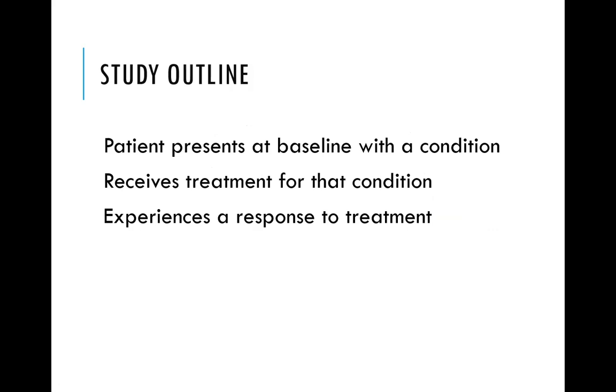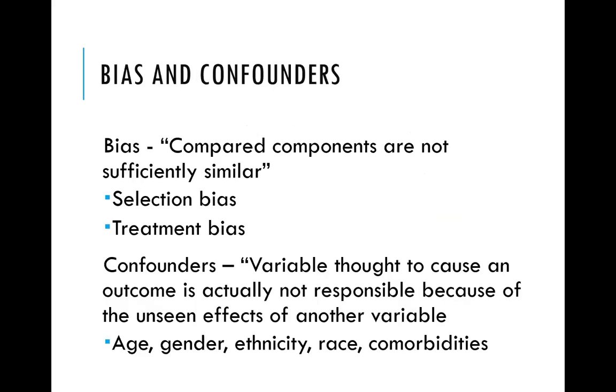So patient presents with a condition, he receives a treatment, and a response is experienced to treatment, and this response could be interpreted in terms of the physician, in terms of caregiver, in terms of physiological parameters, or in terms of the patient. Now, before we proceed to these various things, there are two things that we need to look into before we go for outcome measures: the various biases and confounders.